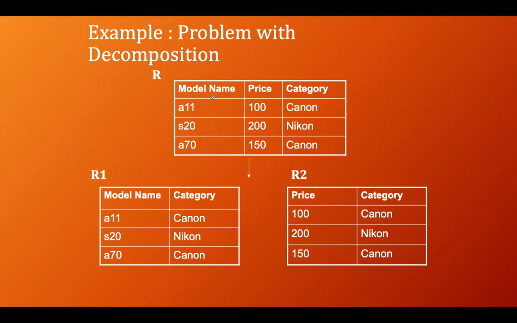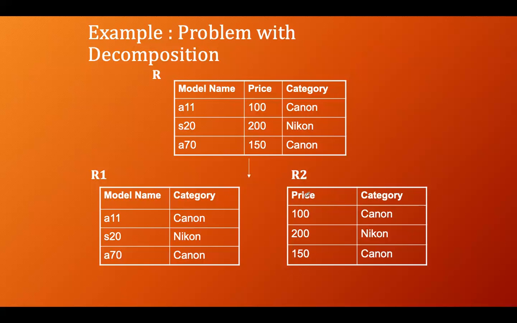Now what we have done is we have decomposed the table. In one table, we have model name and category, and in another table, we have price and category. So in the model name and category table, we have A11 Canon, S20 Nikon, A70 Canon. In the other table we have price and category: 100 Canon, 200 Nikon, and 150 Canon.